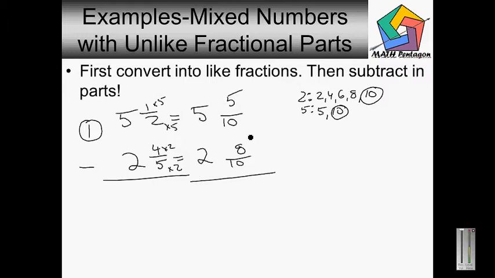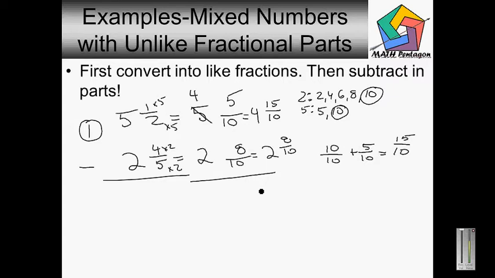Okay. We can't subtract 5/10 minus 8/10. So we have to borrow 1 from 5, make it a 4. And then 10/10 plus 5/10 gives us 15/10. So it would be 4 and 15/10. Keep this the same, 2 and 8/10.